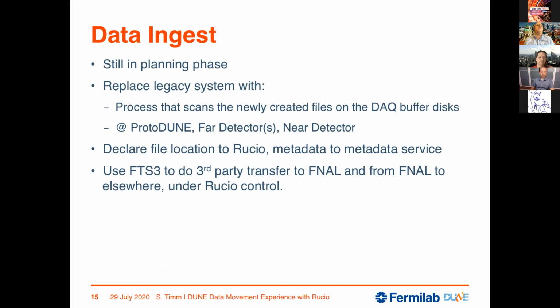The data ingest replacement is still in planning phase, but we'll replace our legacy system with a new process that scans the newly created files on the DAQ buffer disks. And they will be files for purposes of going across the network from point to point. That will happen at ProtoDUNE, at the new far detectors, at the near detector. We will declare the file location to Rucio and the metadata to the new metadata service. And then we'll use FTS3 to do the third-party transfer to Fermilab and from Fermilab to elsewhere, all under Rucio control.